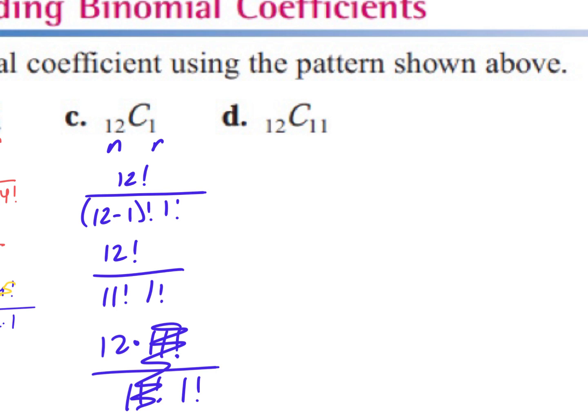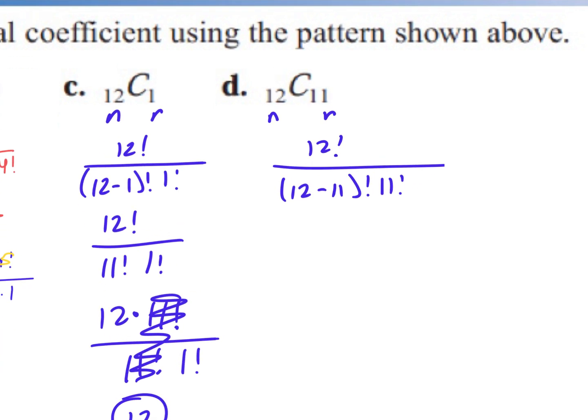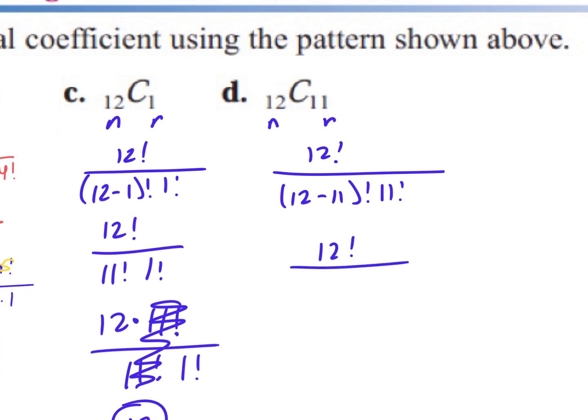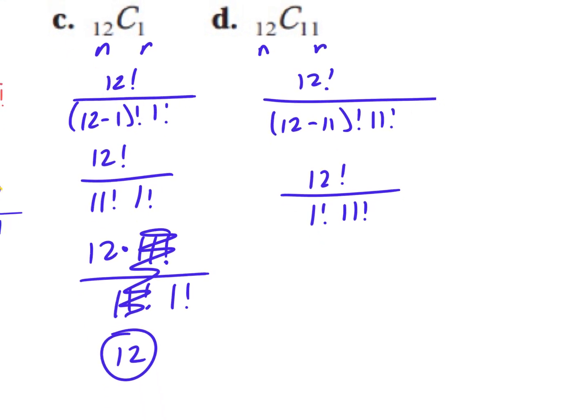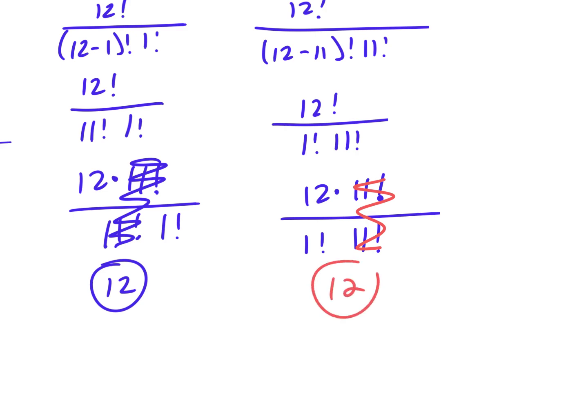Last one. What's my n? And my r. So I have 12 factorial over 12 minus 11 factorial, and then 11 factorial. Okay. So 12 factorial over 1 factorial, 11 factorial. So I have 12 times, can I stop at 11? Yep. And then I have 1 factorial, 11 factorial. What do we notice? Those cancel. What's 1 factorial? So my answer is 12.